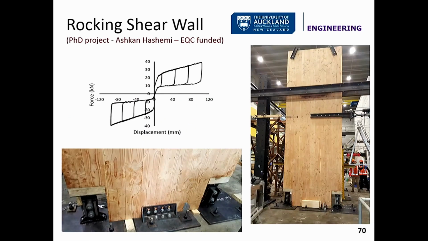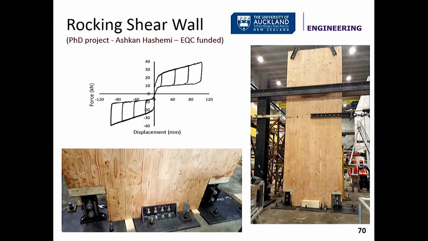So the first application was by Ashkan Hashimi in this CLT rocking shear wall. The units are attached at the corners to provide hold-downs, and Ashkan had developed a horizontal shear key, where the holes were profiled to allow the CLT wall to rock. The holes are kind of circular, so the bolts would always touch the outside edge of the holes, allowing pure rocking of the wall. The hold-downs would take the tension, and the shear key would take the horizontal load.